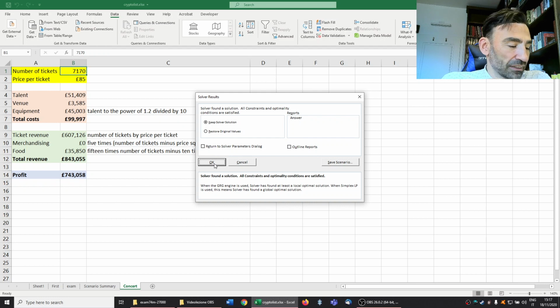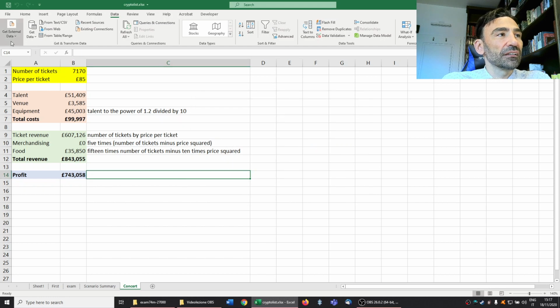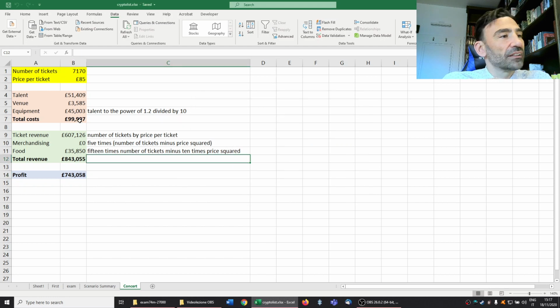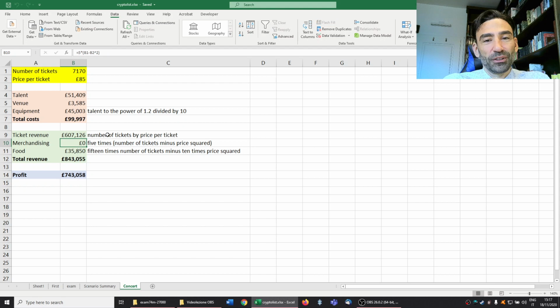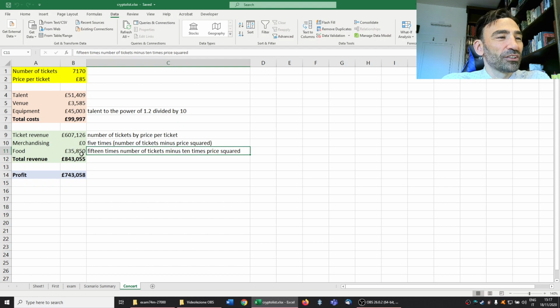The professor doesn't require the answer sheet, so it's fine. That's it. Let's see whether the numbers make sense. We have a huge revenue. The cost is almost maximum. A huge revenue, mostly because of tickets, with a price of 85. No merchandising, we can close the merchandising, and a lot of food. So fry those hamburgers. Okay, done.